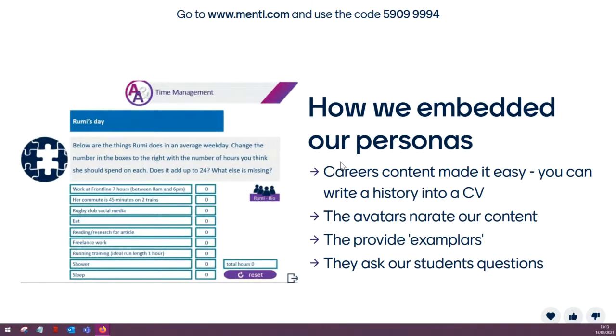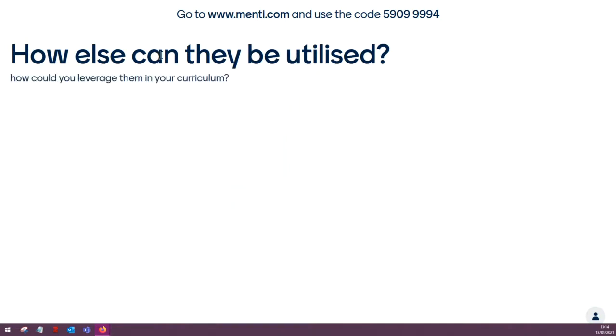So the next thing we did after we'd developed these avatars, these personas, was to start to embed them in our content. And I'm not going to lie, as a careers-based course, that was quite easy for us to do. Each of our avatars has their own CV, which makes a really easy way of embedding personal history. And they narrate our content. They turn up throughout to give ideas, to ask questions, to show exemplar content, a good CV or a good cover letter. And throughout, they're asking our students for help, or they're being there implicitly for our students to relate to. But as I've said, that is quite easy for us in the careers context, because we don't have to force the student history.